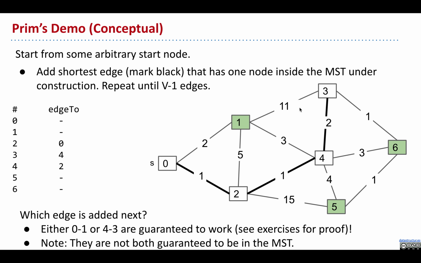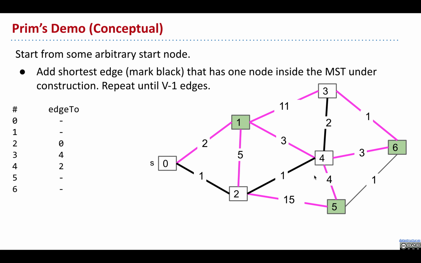We have the white nodes and the green nodes, so the cut is kind of this weird loopy thing. We're going to now consider these edges. The minimum in this case is going to be this one over here, so that one will be picked. More pink edges, and then we're going to pick this one right over here, and then all these pink edges, we're going to pick this two over here. So this is the procedure of Prim's algorithm.